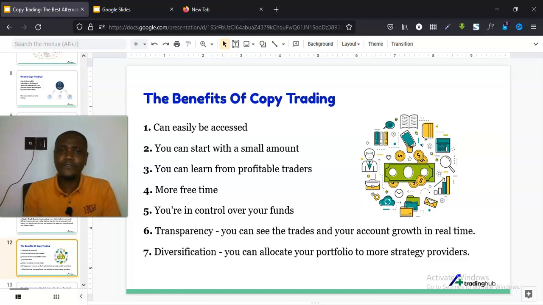So for example, if you are an intermediate trader, or maybe not a novice, let me just say intermediate traders, you can actually learn from these profitable traders on the copy trading platform.